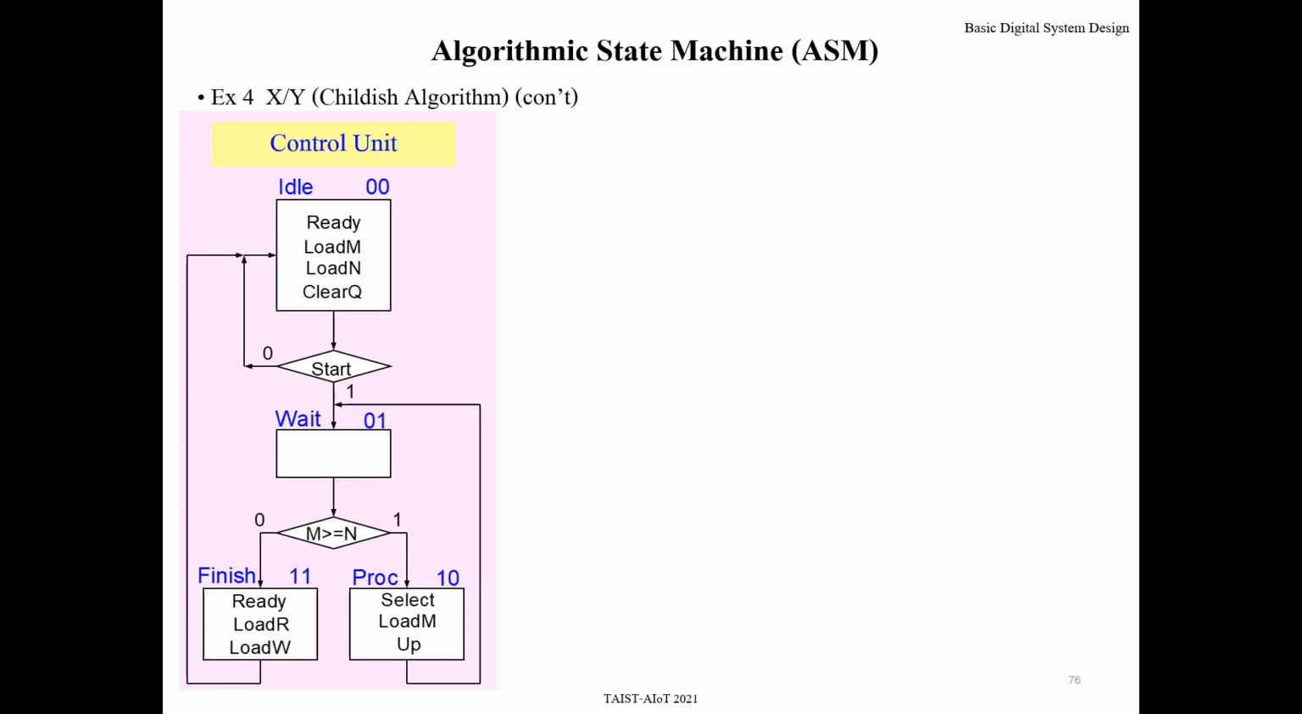Okay, the next step, when you get this control unit, okay, AM chart for control unit, after that you may assign, okay, do state assignment, assign the state variable value for each state. For example, idle assign to 0, 0, wait 0, 1, process 1, 0, and finish 1, 1.